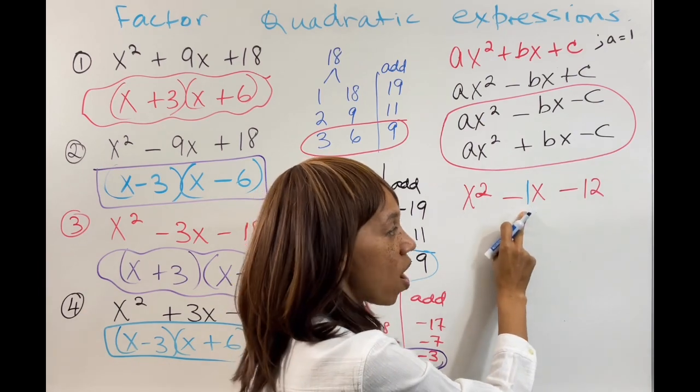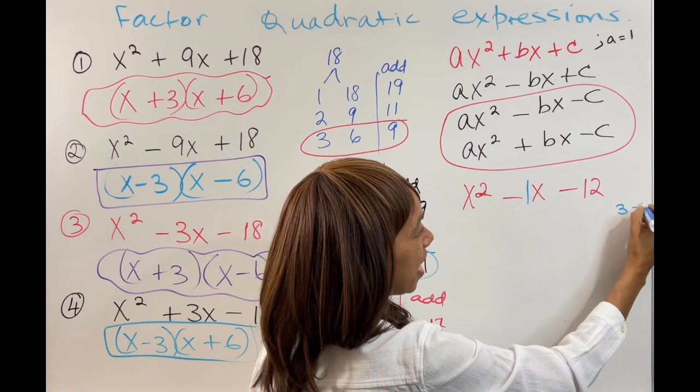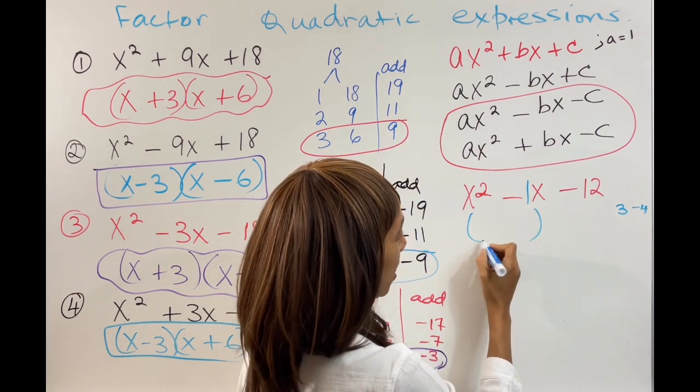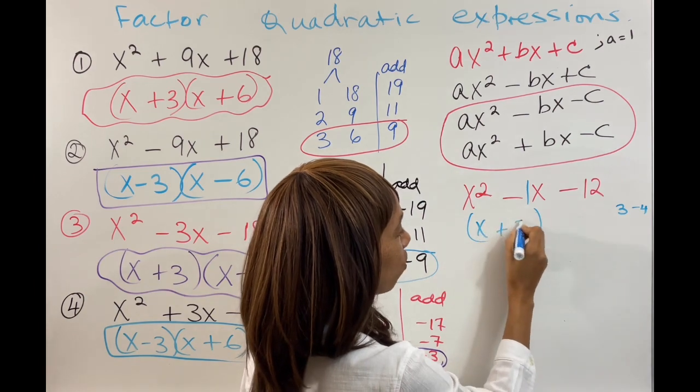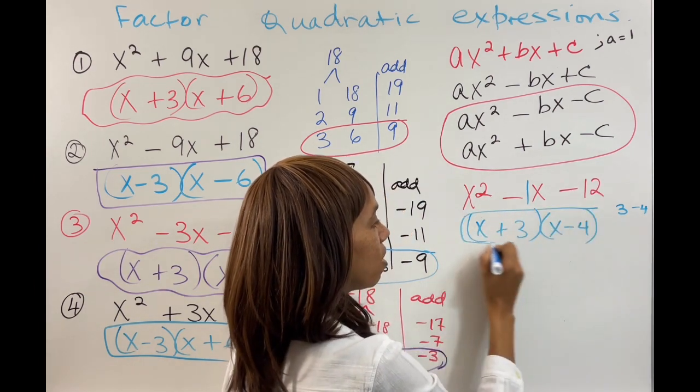In order to get 1, obviously it has to be 3 and negative 4. So those are going to be your factors. So you write them accordingly like this. You have x plus 3 and you have x minus 4. And that is going to be your factor there.